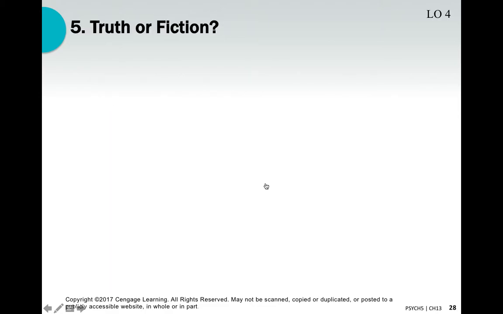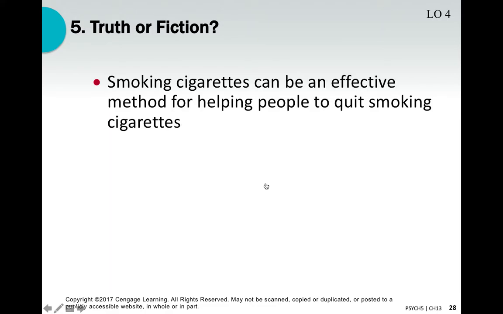Okay, truth or fiction, then we're going to stop here. Smoking cigarettes can be an effective method for helping people quit smoking cigarettes. This sounds really weird, but it's actually true. In fact, you want to stop smoking? Why don't you just chain smoke a bunch of cigarettes in a row and gross yourself out to the point where you no longer want to smoke cigarettes? Not going to work for everybody, but it has in the past worked for some people who are trying to quit smoking. Just get them overexposed to the stimulus to the point where it becomes aversive.